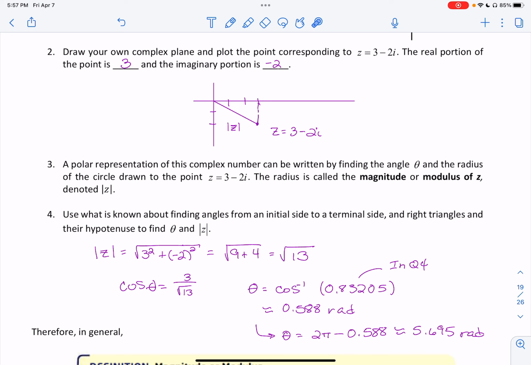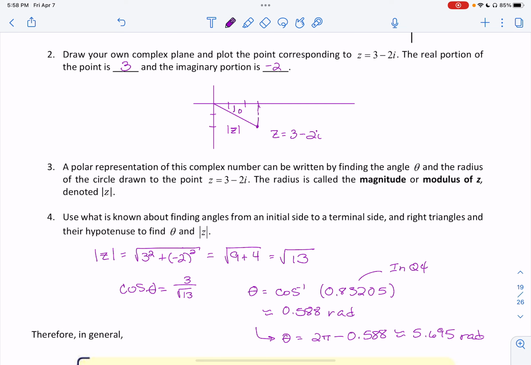Here I used cosine, so I know that cosine of theta, if I have some theta, which I didn't draw on there, this is my theta angle, is 3 over the square root of 13 because it's adjacent over hypotenuse. Which means that theta is inverse cosine of 0.83205. Carried a lot of digits there. And we note that that's in the fourth quadrant.